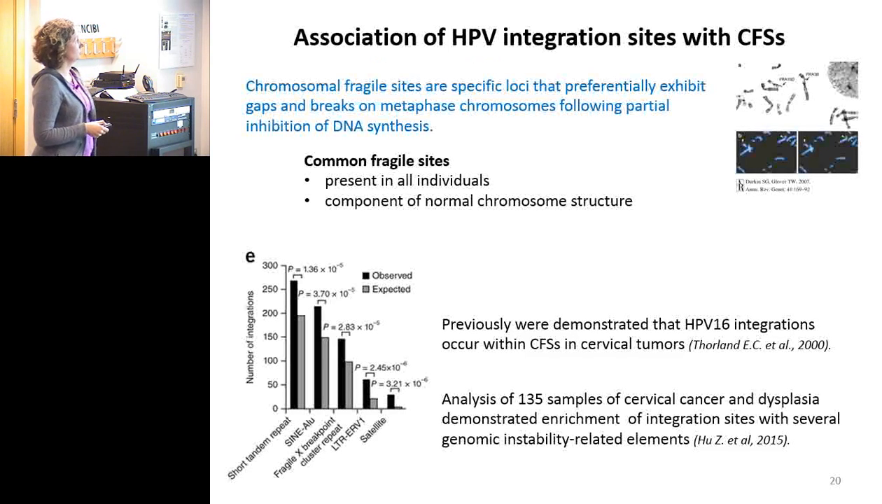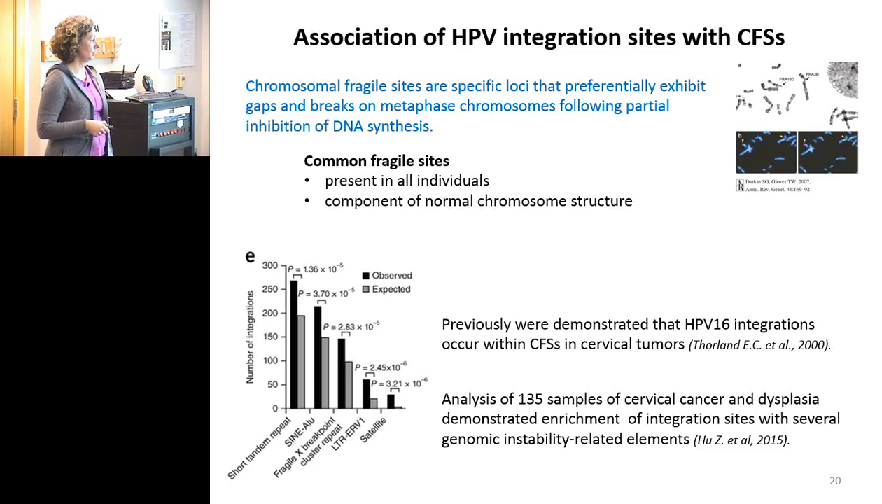Fragile sites are a specific class of sites that preferentially exhibit gaps and breaks on metaphase chromosomes following partial inhibition of DNA synthesis. Common fragile sites are present in all individuals, and they are a component of normal chromosome structure. Previously, in studies of cervical cancer, it was demonstrated that HPV integrations occur within CFS.